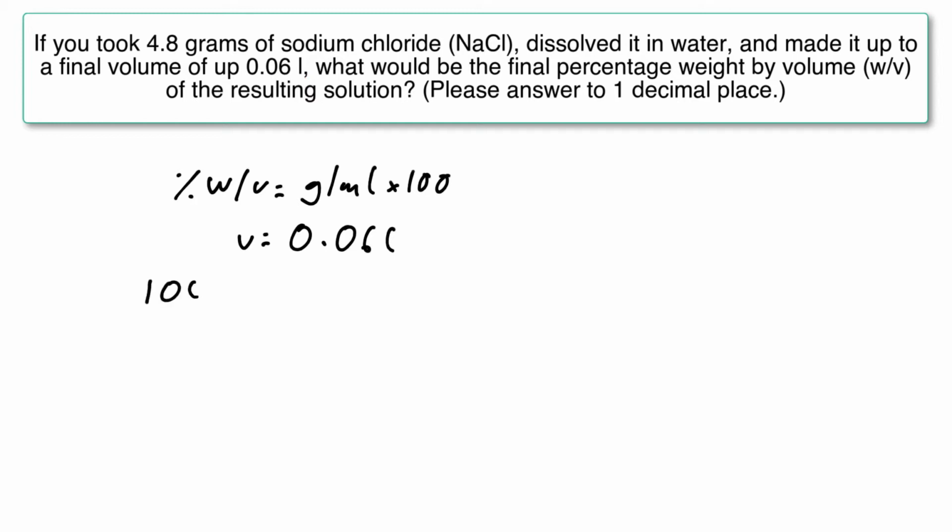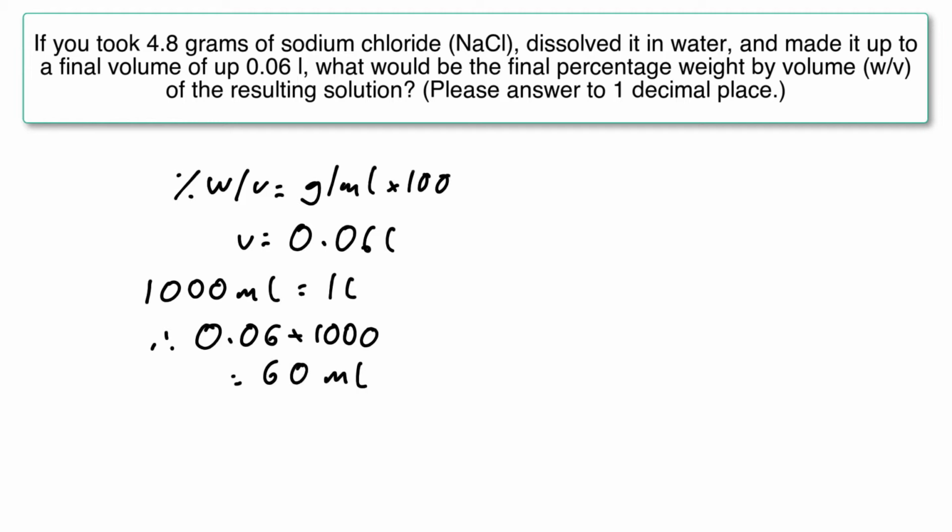We know that there are 1000 mils in a litre. So therefore, to convert that to millilitres, we just need to multiply it by 1000, and this gives us an answer of 60 mils. Now that we know the volume, we can work out the percentage weight by volume of the solution. We know the number of grams of sodium chloride is 4.8. We know that the volume is 60 mils.